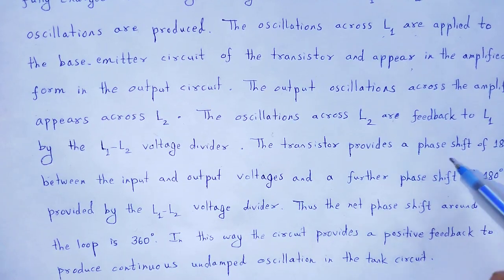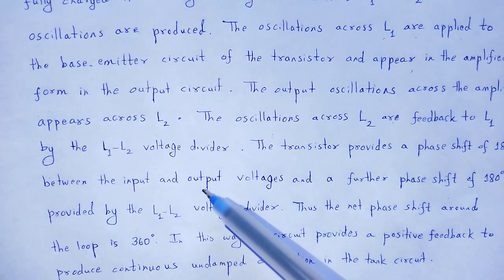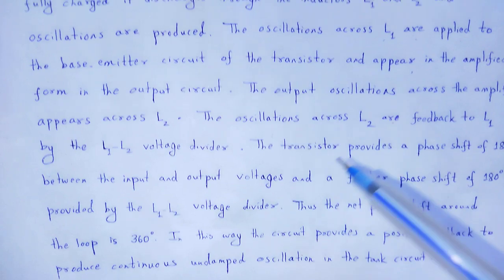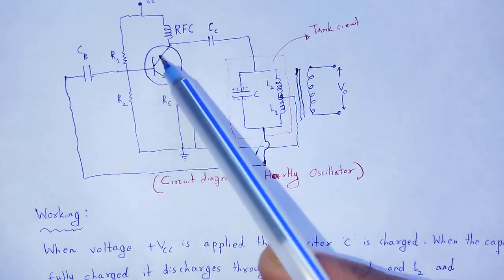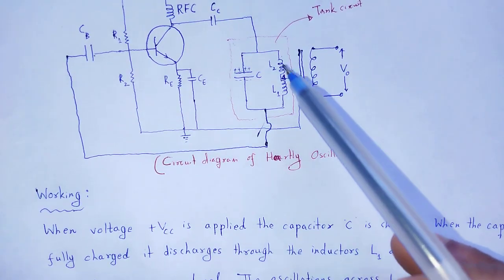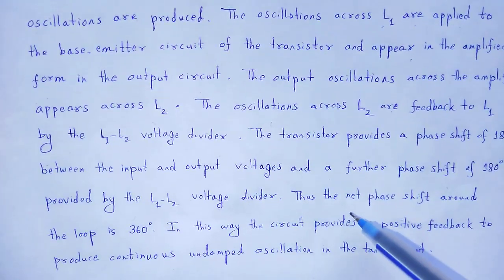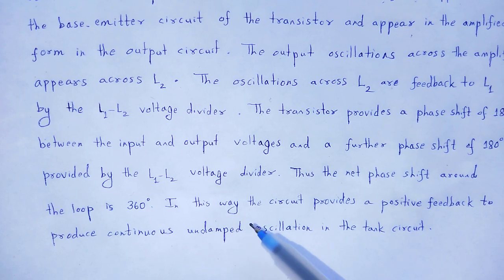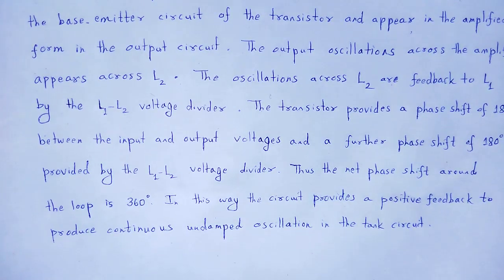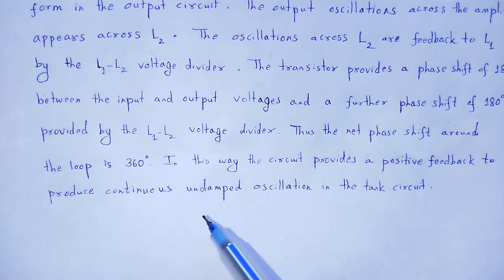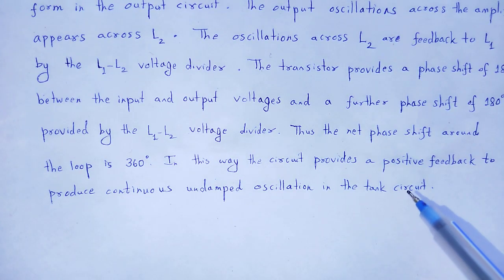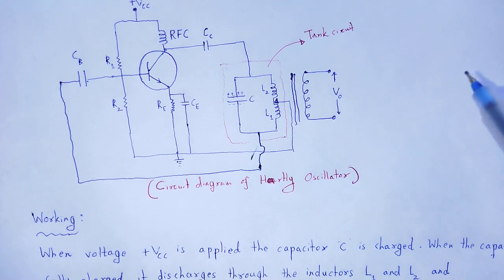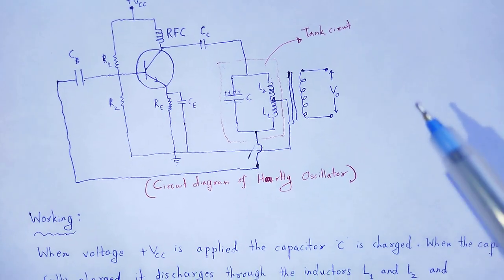The transistor provides a phase shift of 180 degrees between the input and output voltages, and a further phase shift of 180 degrees is provided by the L1 and L2 voltage divider. That is, 180 degrees phase shift from the amplifier and 180 degrees phase shift from the tank circuit. Thus, the net phase shift around the loop is 360 degrees. In this way, the circuit provides positive feedback to produce continuous undamped oscillation in the tank circuit. So, finally, we obtain at the output a continuous sinusoidal oscillation.